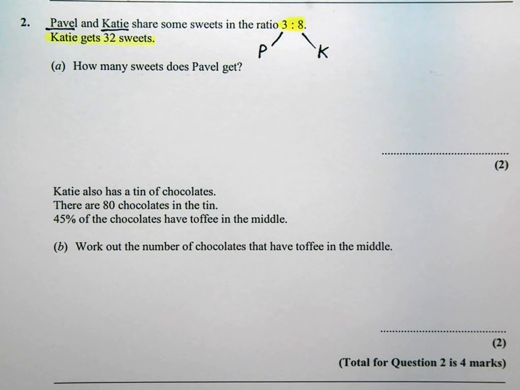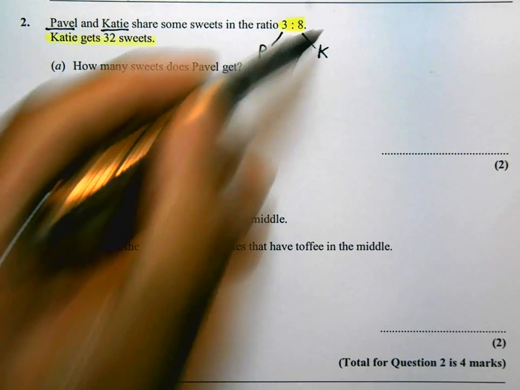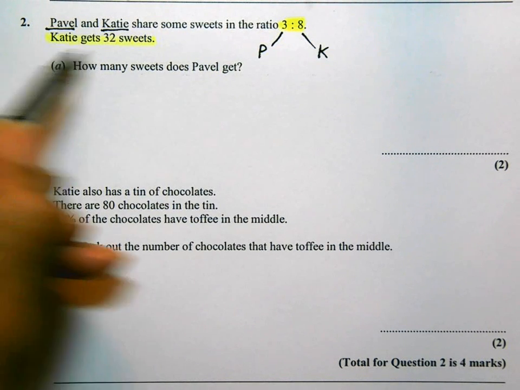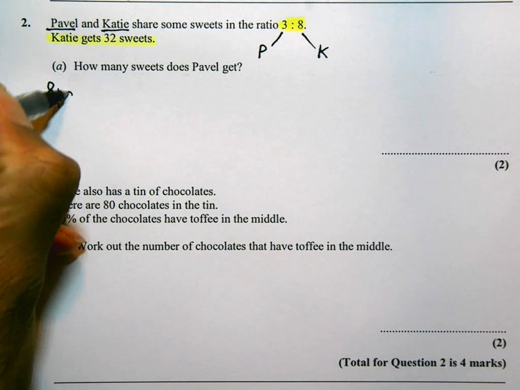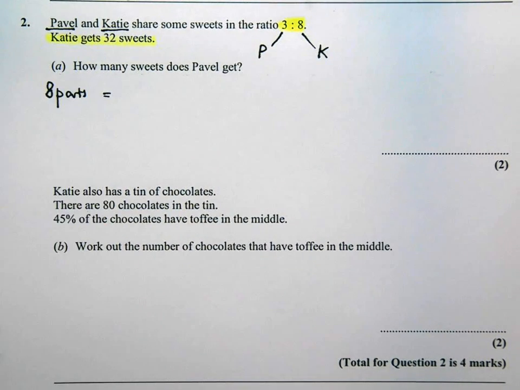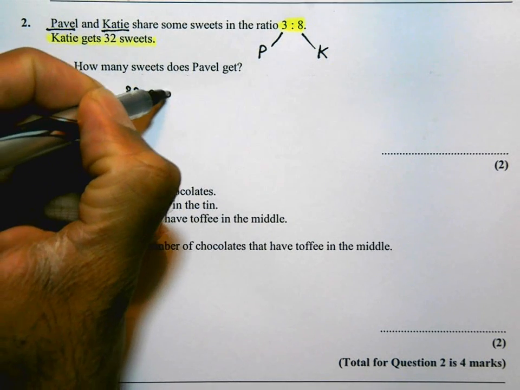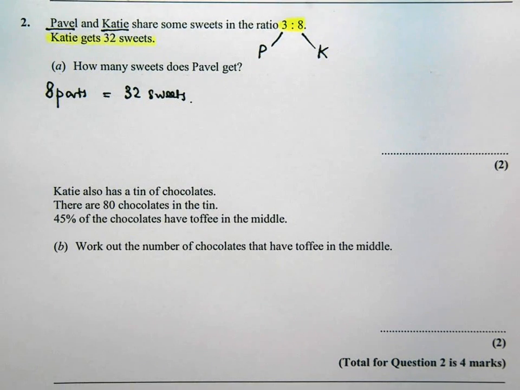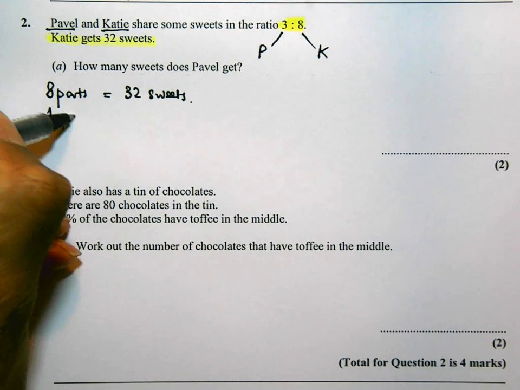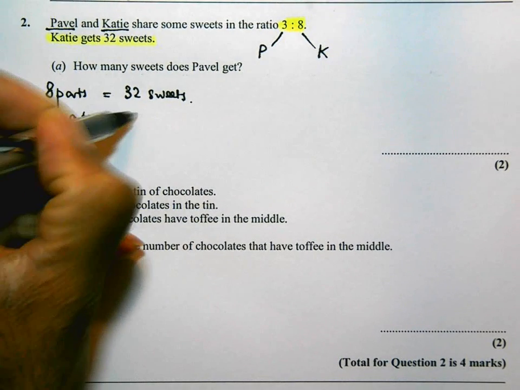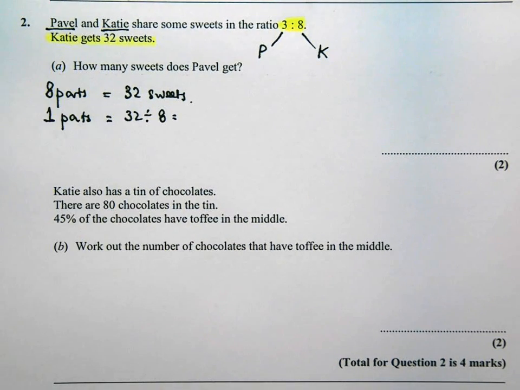Now, what I know is Pavel is going to get 3 parts. I know Katie is going to get 8 parts. But Katie gets 32 sweets. So that means that 8 parts is equal to or worth 32 sweets. Now, if 8 parts is worth 32 sweets, 1 part is 32 divided by 8. 32 divided by 8 is 4.